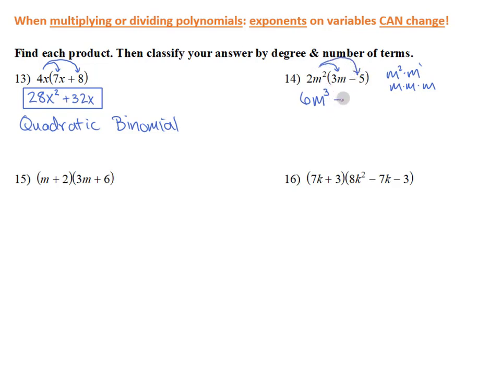2m squared times negative 5 gives us negative 10m squared. Okay, and if we were naming this by degree and number of terms, this would be a cubic, because degree 3 is our highest degree, so that's called cubic. And 2 terms is binomial.